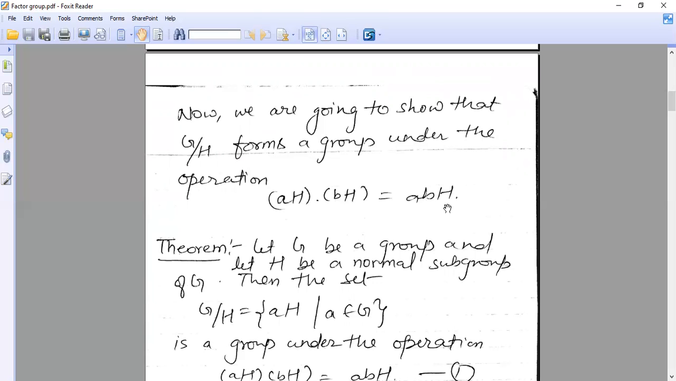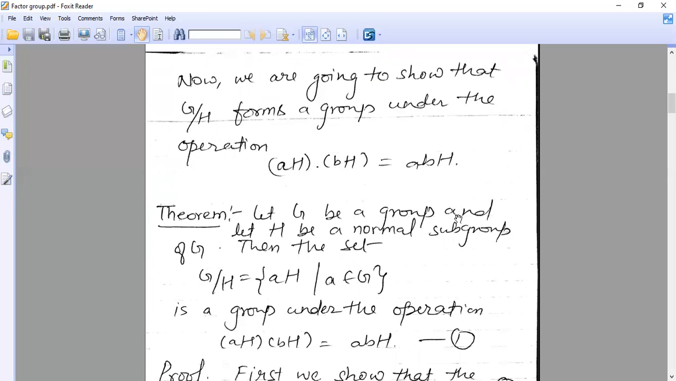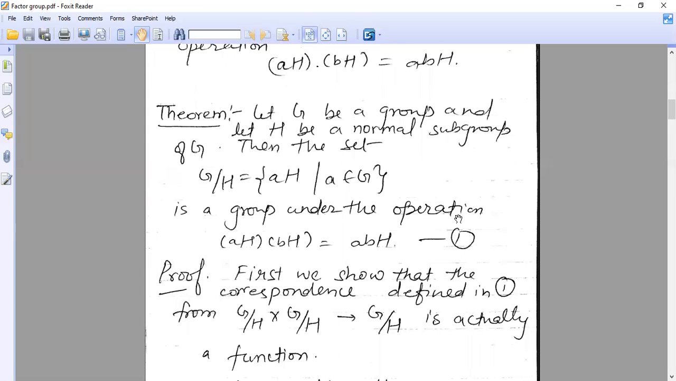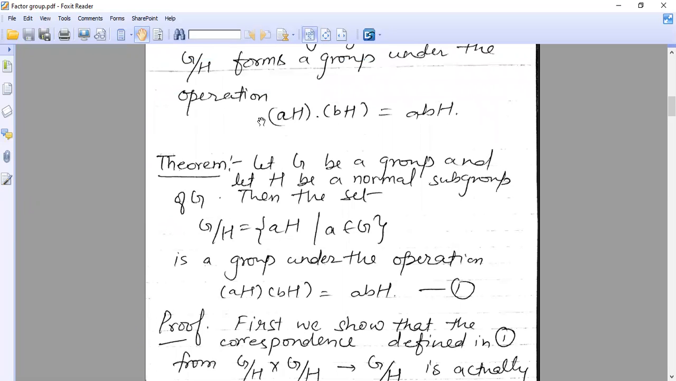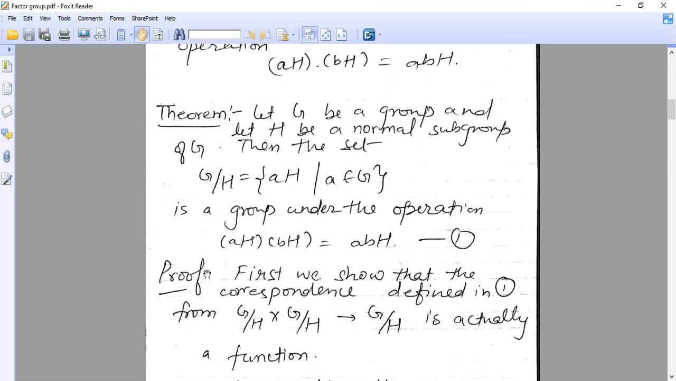So we are going to prove that with respect to this operation, the collection of all the left cosets of H in G forms a group, and that group is called the quotient group or the factor group. So first of all, you just observe that the binary operation which we have taken, which was combining the two left cosets, is from G upon H cross G upon H to G upon H. That is, you are combining two elements of G upon H.